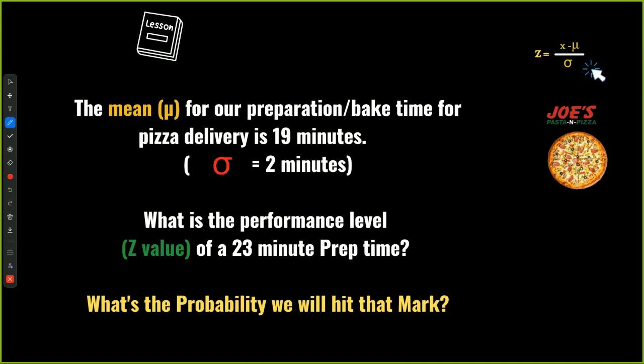Sometimes people get confused with this, so I just want to kind of help you out here. This is going to be your X variable. That's going to be your observation. What's the probability that we'll hit that mark? So I'll go ahead and let you guys pause the video and solve this. We're going to use this equation right here: z equals x minus mu divided by sigma.